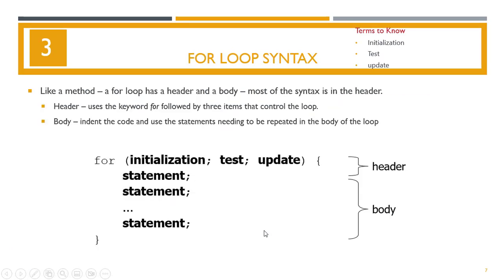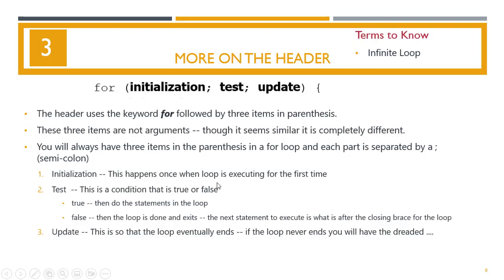So here's the syntax. Like a method, a for loop has a header, the top line, and the body, which is in between a pair of braces. You can have one statement. You can have many statements inside the for loop. Once you go into the loop, every statement will execute. So the header has the for, and then in parentheses, you'll have a section that initializes a variable, tests that variable, and updates that variable. More on that on the next slide. The body can be anything you want to repeat.